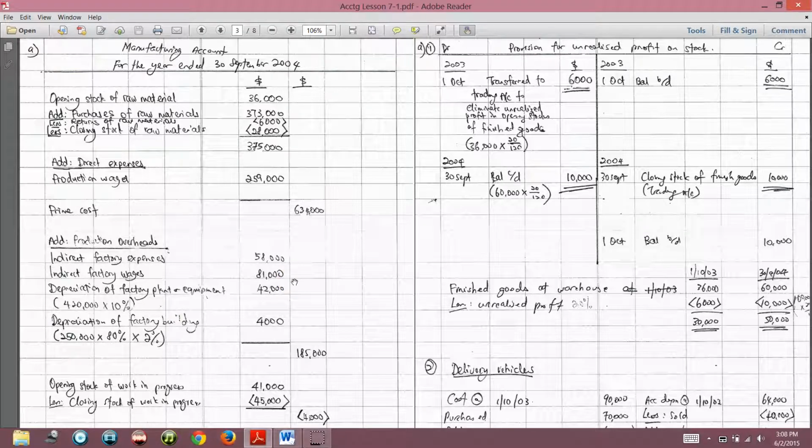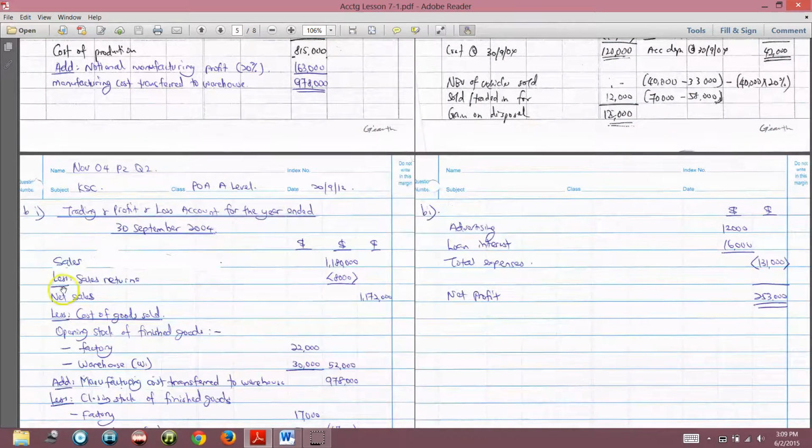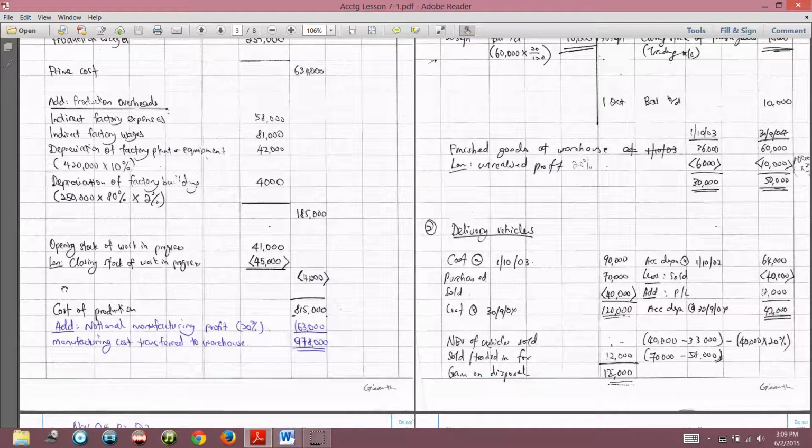Okay, so now, what are we going to do next? Then the trading profit and loss account. You see, we have laid down all the papers. We can choose to do the things that are easier for us. So this one we can hold on first. We can leave a few lines, then we underline.